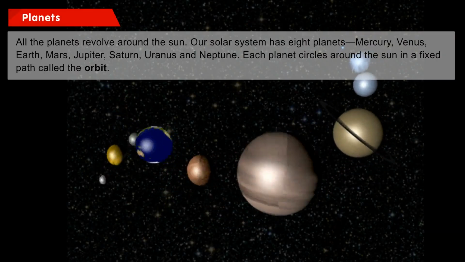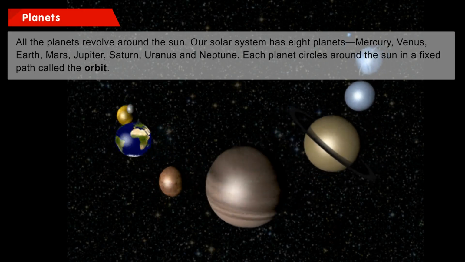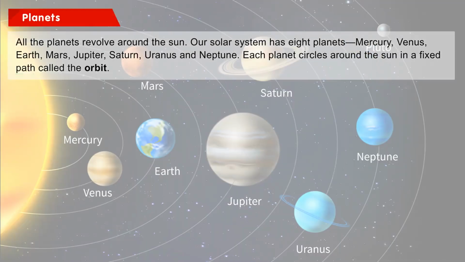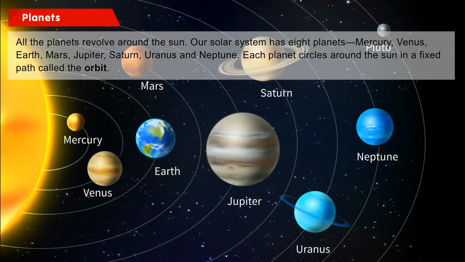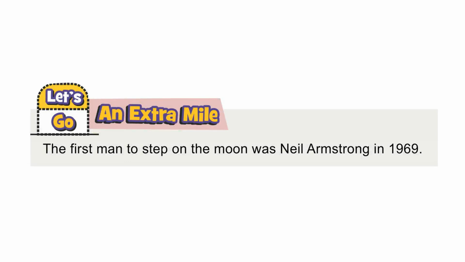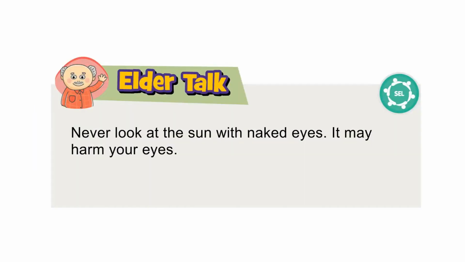Planets. All the planets revolve around the sun. Our solar system has 8 planets: Mercury, Venus, Earth, Mars, Jupiter, Saturn, Uranus, and Neptune. Each planet circles around the sun in a fixed path called the orbit. Let's go an extra mile. The first man to step on the moon was Neil Armstrong in 1969. Elder talk. Never look at the sun with naked eyes. It may harm your eyes.